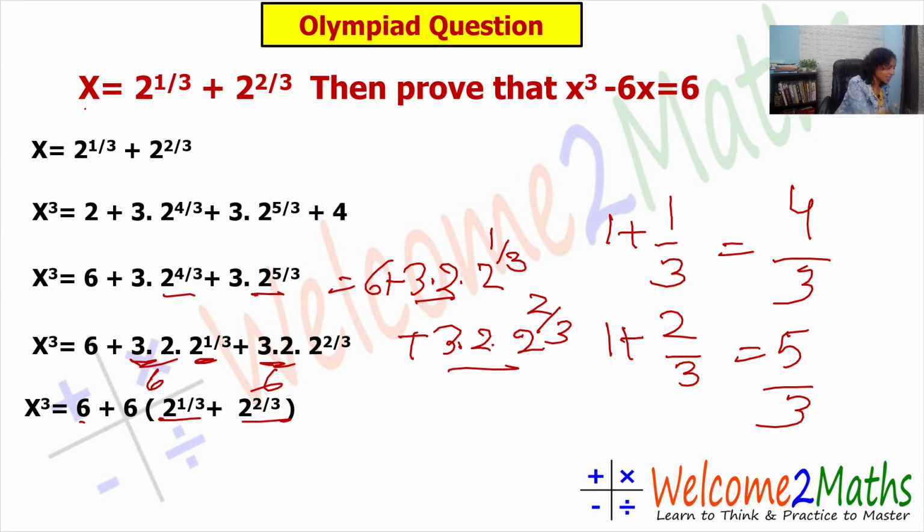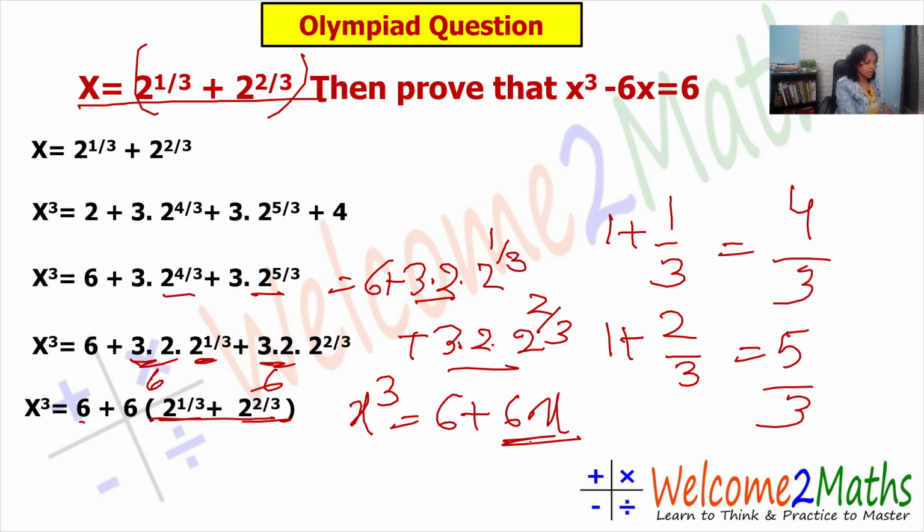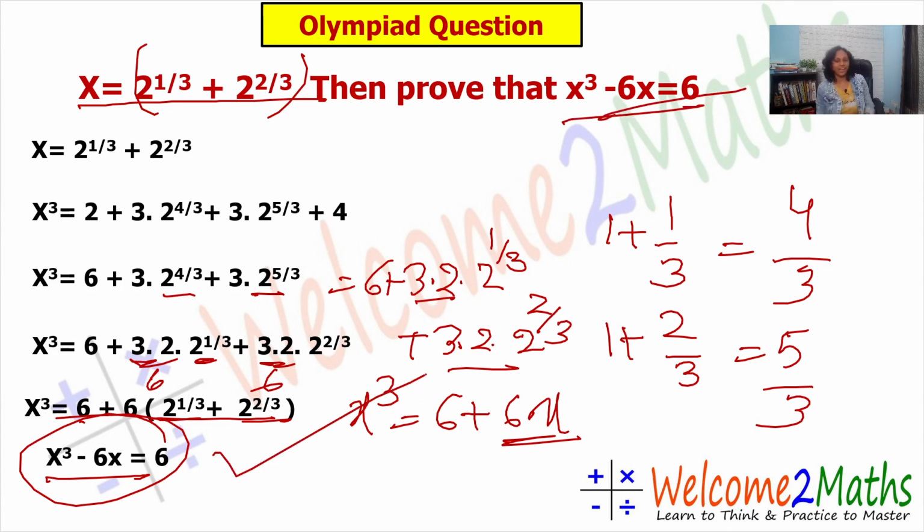And in the question we have x equals 2 to the power 1/3 plus 2 to the power 2/3. So obviously instead of this we can write x cube is equal to 6 plus 6x. Whenever we take this to the left-hand side, we get x cube minus 6x is equal to 6, and that is our answer. We had to prove that only, so we proved it. This way we can solve this type of powers question very fast.